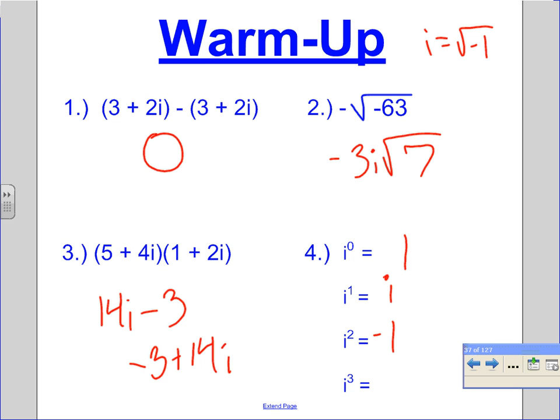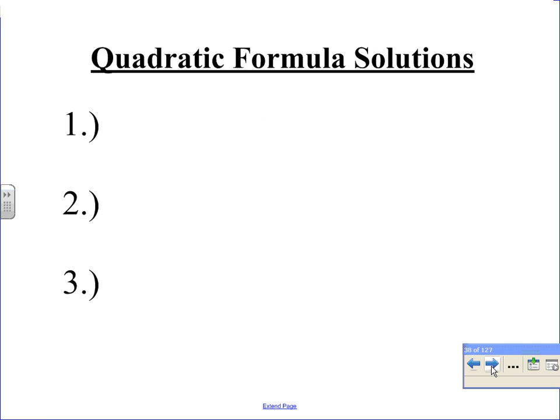All right, i cubed. Let's see, Maddie. Good, negative i. The pattern keeps going, so if we found i to the 4th, what would it be? Luke B. Good. i to the 4th is 1, i to the 5th is i, etc. So that same pattern keeps repeating. If you know the first 4, you know all of them. Okay, any questions on the warm-up? Okay, let's go over homework answers.